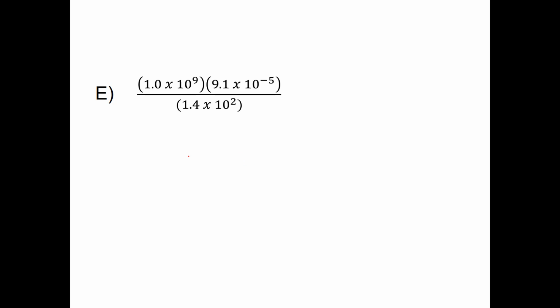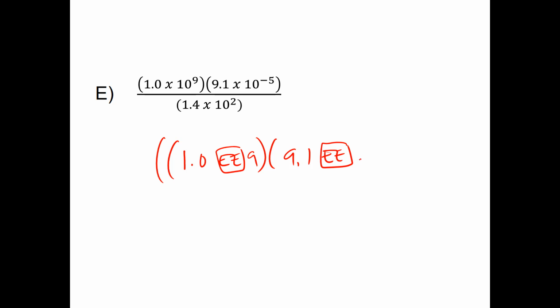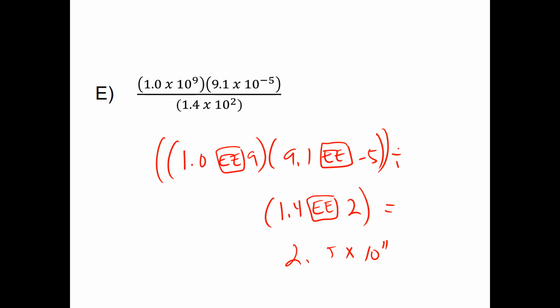And then lastly, this number right here, I'd type in, once again, parentheses just to make sure. Even extra parentheses is not a bad idea. 1.0 EE 9.1, exponent button, negative 5. Then divide, and I'm just going to write the next thing down here. 1.4, open parentheses, EE, 2, close parentheses, equals, and your answer should be 2.5 times 10 to the 11th. And that's it for this lesson.